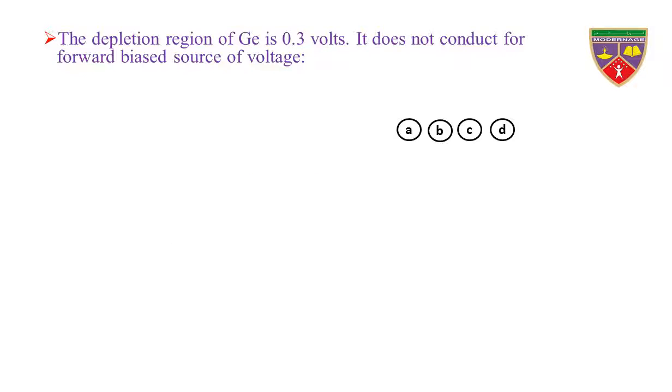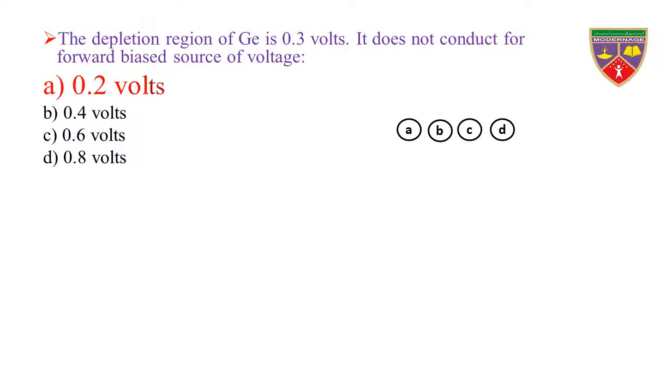The depletion region of germanium is 0.3 volts. It does not conduct forward by source of voltage. Option A 0.2 volts, option B 0.4 volts, option C 0.6 volts, option D 0.8 volts. The key is 0.2 volts. Therefore, the correct option is A.